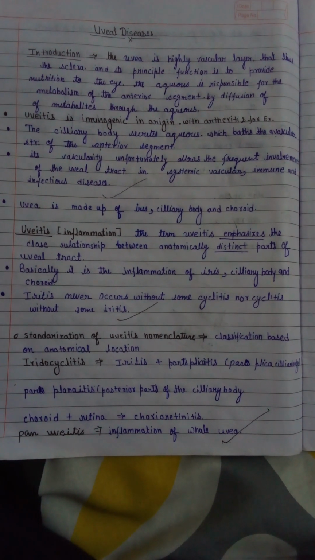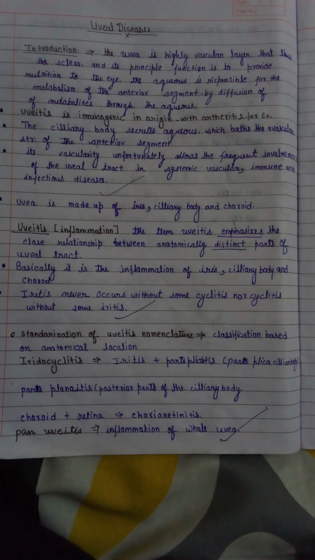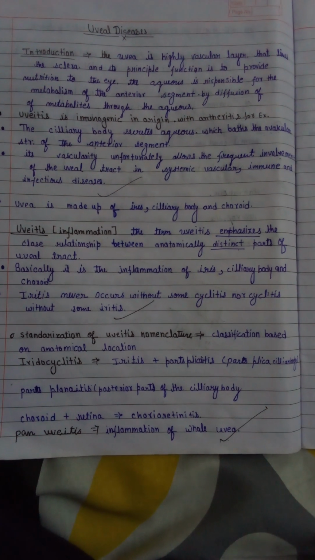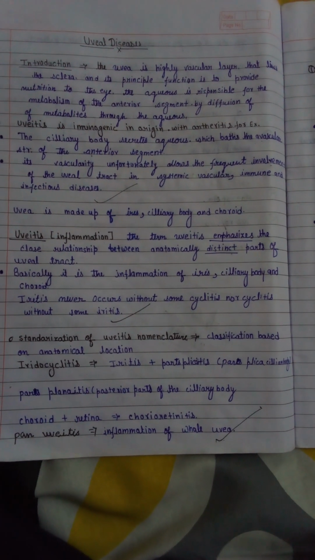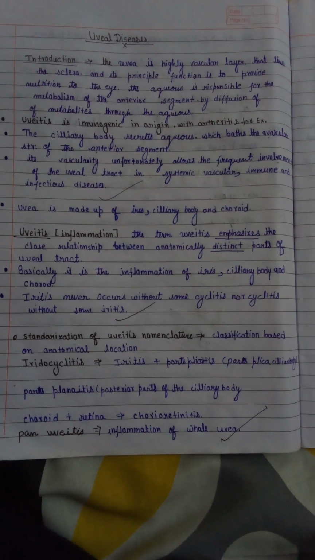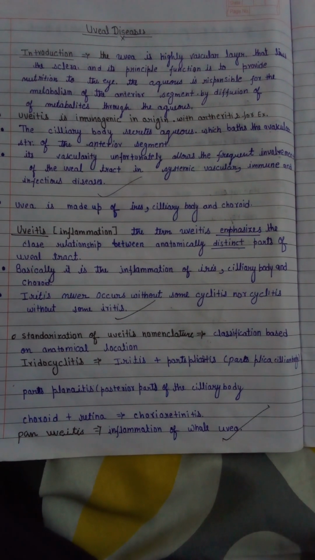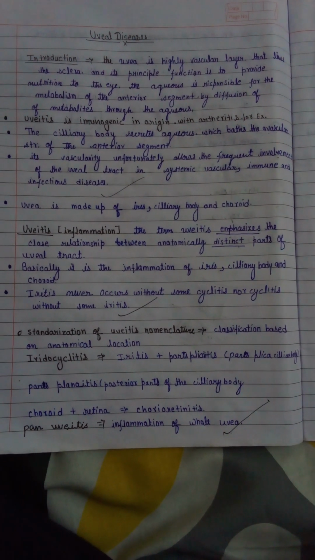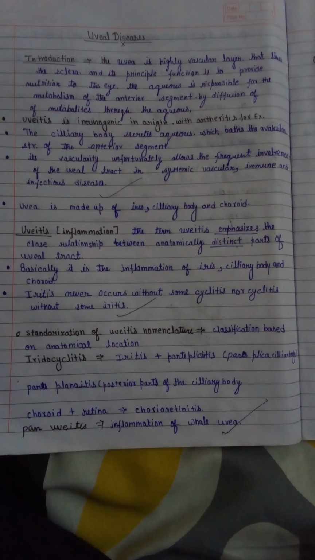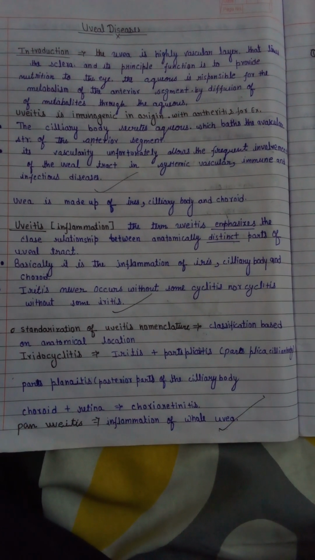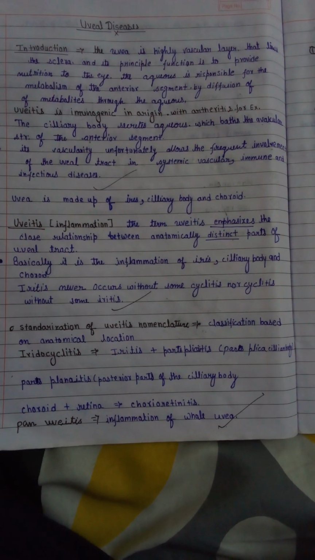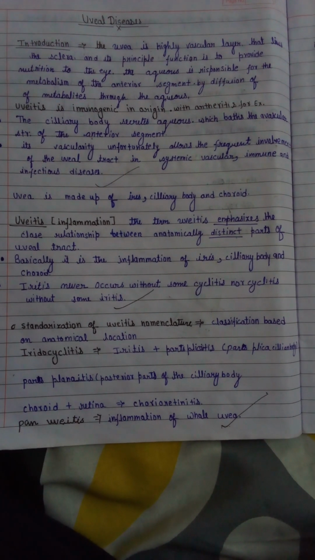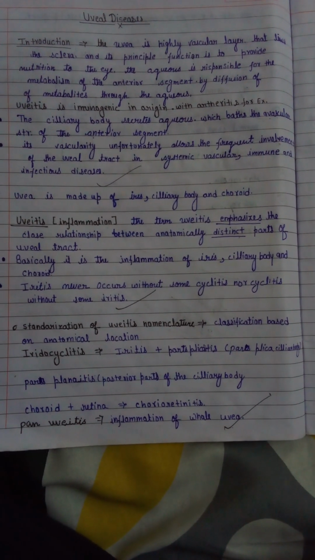The ciliary body provides nutrition to the cornea. Its vascularity unfortunately allows the frequent involvement of the uveal tract in systemic vascular, immune and infectious diseases. Uvea is made up of iris, ciliary body and choroid. So as you know, iris is the colored part of the eye and ciliary body holds the lens, and choroid is the middle layer of the eye, and it is a highly vascular layer.